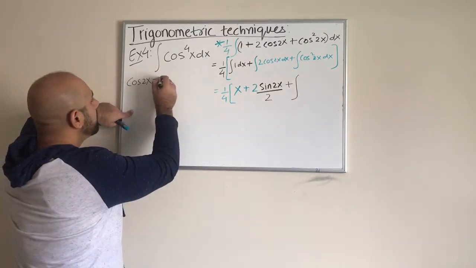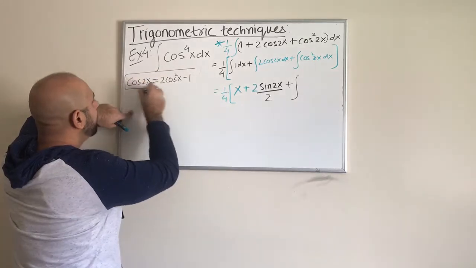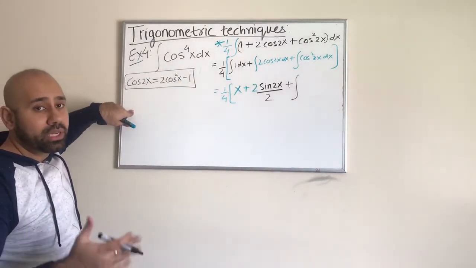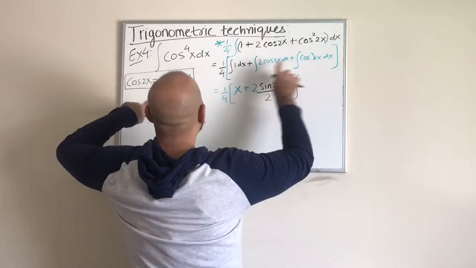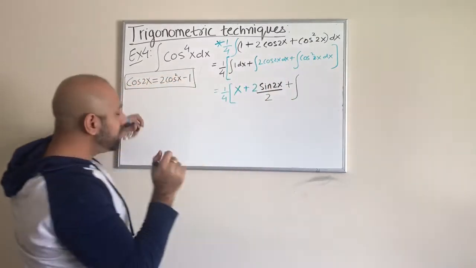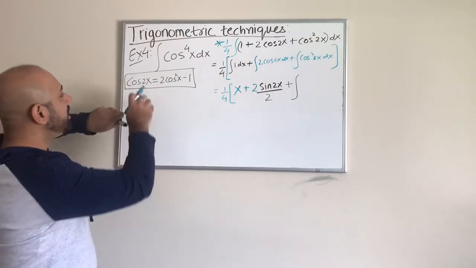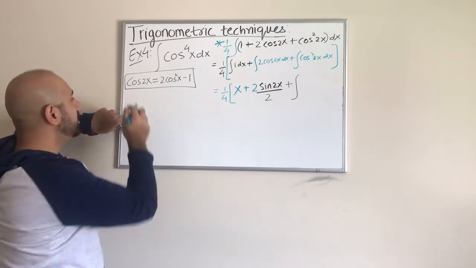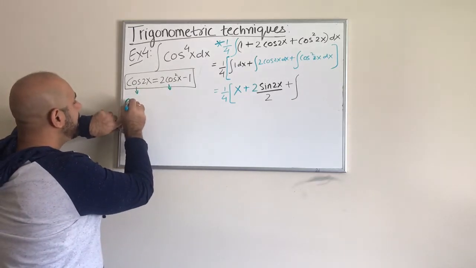So cosine 2x is 2 cosine squared x minus 1. This is a trig identity that you can find on a trig formula sheet or even in some textbooks as well. Now guys, here I don't want cosine squared x, I want cosine squared 2x. So in order to get cosine squared 2x, we have to make some changes in this particular formula, which are pretty simple, not too complicated. So this formula, we're going to rewrite slightly differently.